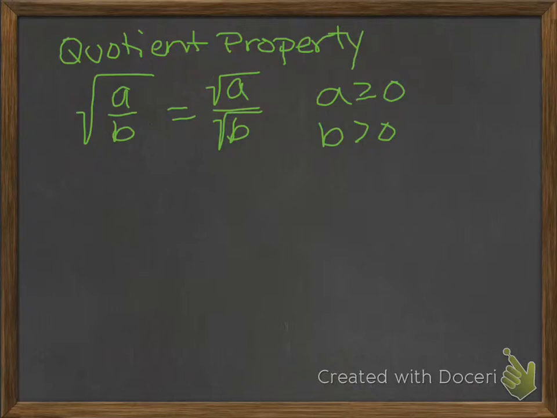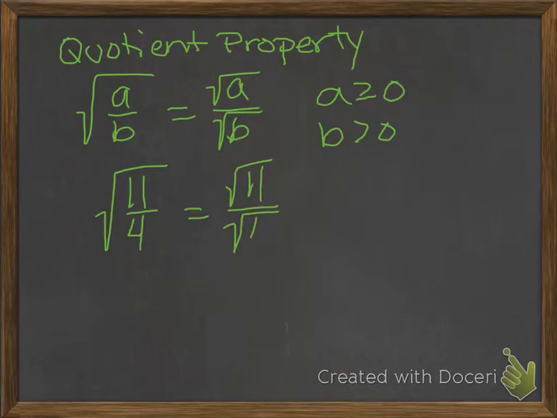What this is going to look like with numbers would be a fraction under the square root sign, so we'll use 11/4, and this is the same as the square root of 11 over the square root of 4. If we look at this, we can't simplify the square root of 11, but we do know the square root of 4 equals 2, so that would be the most simplified version of this fraction.